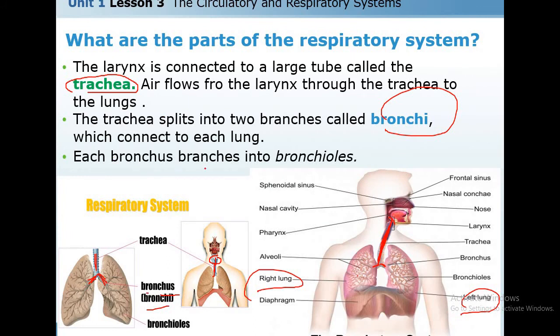Each bronchus branches into bronchioles. These branches are called bronchioles. So each bronchi, or bronchus, branches into bronchioles. These small branches are called bronchioles.